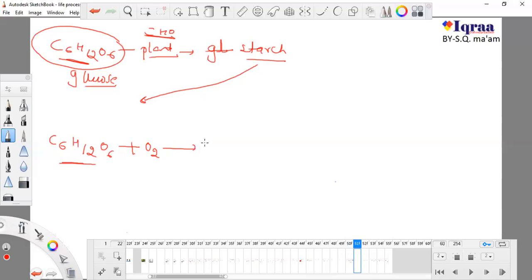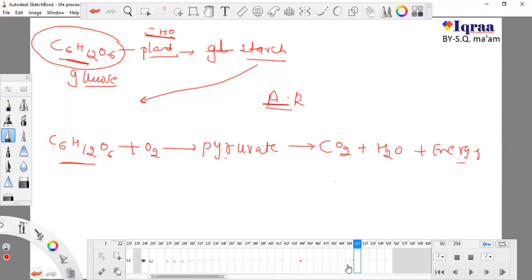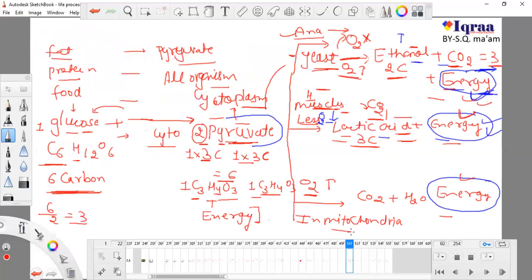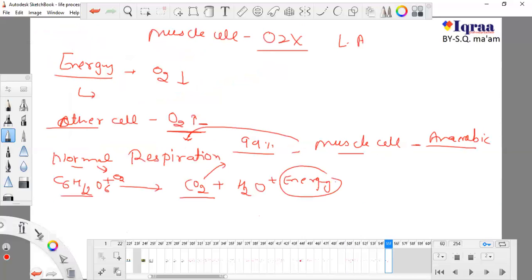So plants will also form pyruvate, and from the pyruvate, plants will also form CO2, H2O, and energy. So remember that plants also go with aerobic reaction, aerobic respiration. Don't forget. And this last one is common in animals and plants. So plants also go for this type of reaction. Don't ever forget that.